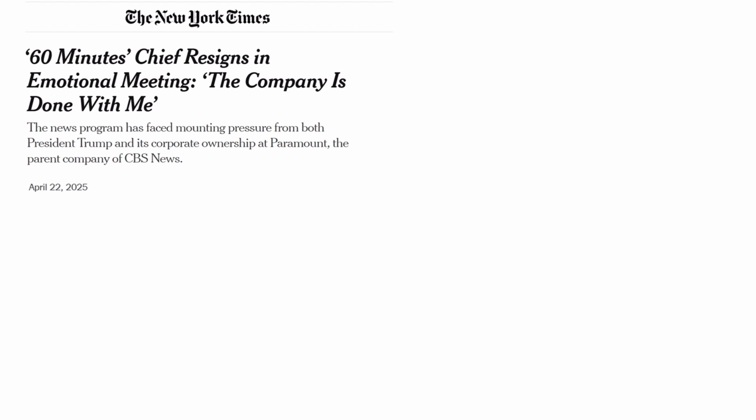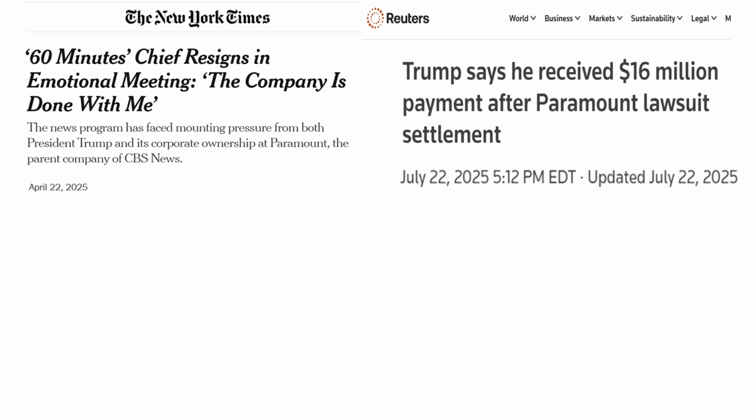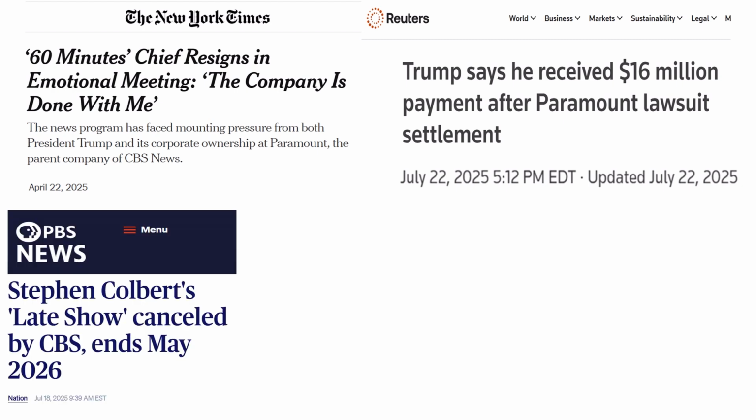This was perceived as an indication that management was trying to please the current administration to get the merger deal approved. Additionally, $16 million was paid by Paramount to the president to settle an issue that the president had with the editing of an interview 60 Minutes had held with Kamala Harris. Many people considered that as a form of bribe and felt that if Paramount had gone to court, they would have won.